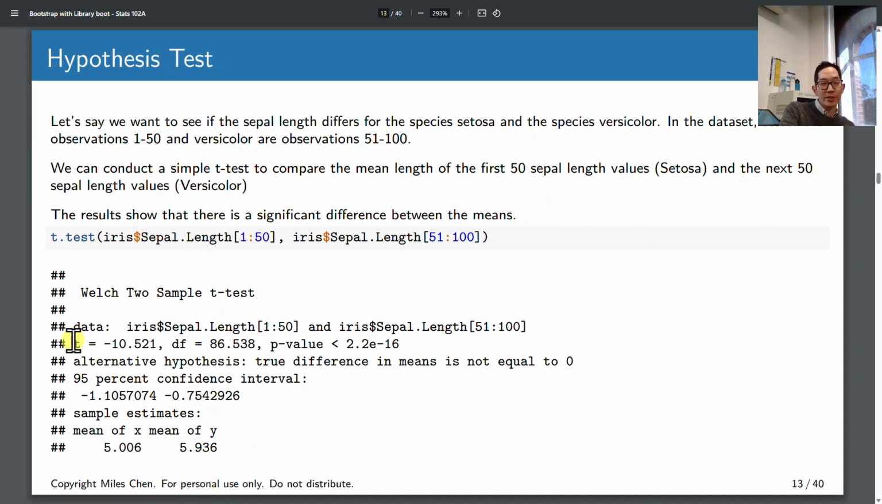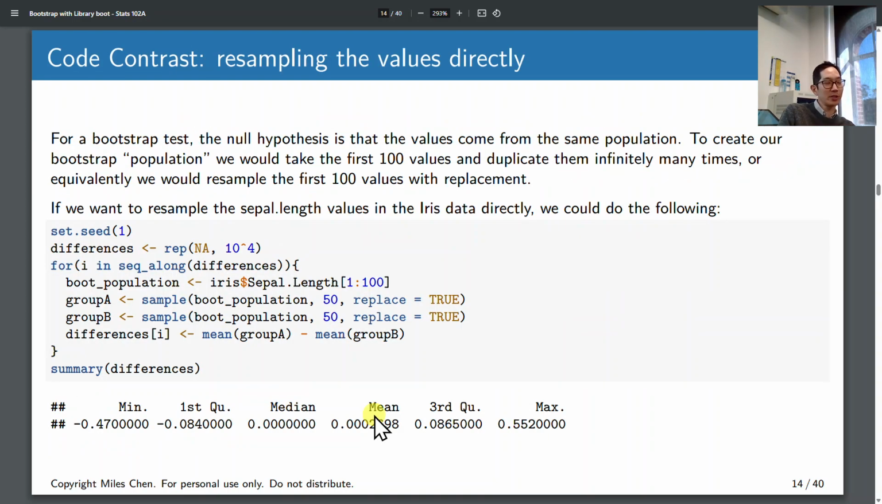And the answer is a resounding yes, because my test statistic t is like negative 10.5, where I'm over 10 and a half standard errors from the mean. Usually anything over 2.5 is going to be pretty significant. And here I'm 10 and a half standard errors from the mean. And so my p-value is practically 0, 2.2 times 10 to the negative 16. So that's my t-test, but what we can do is a bootstrap hypothesis test, okay?